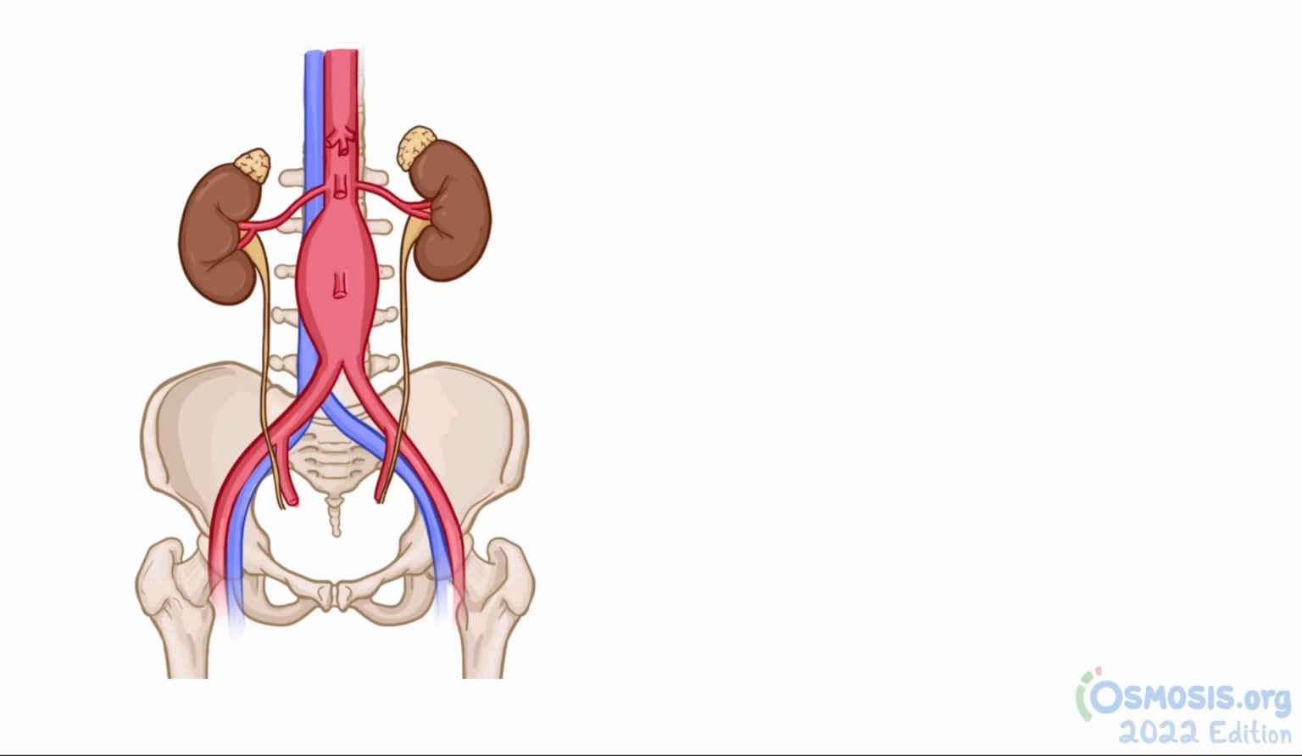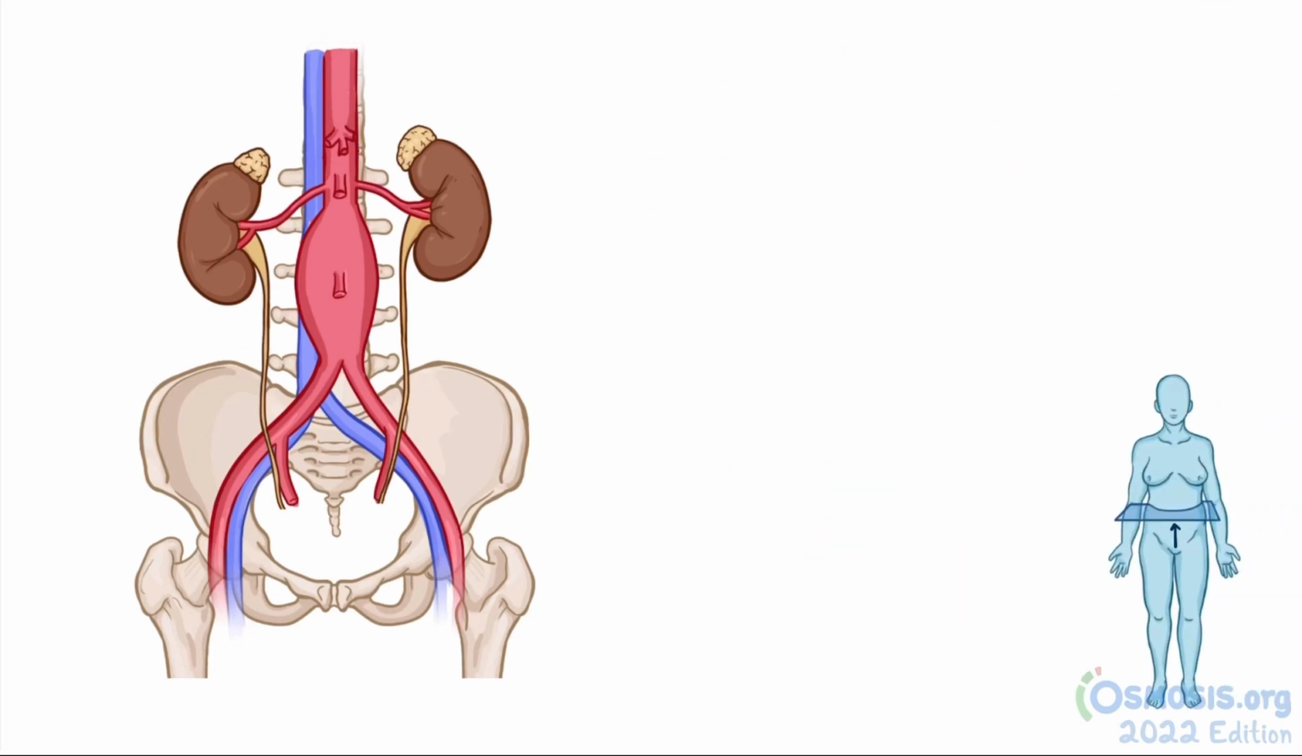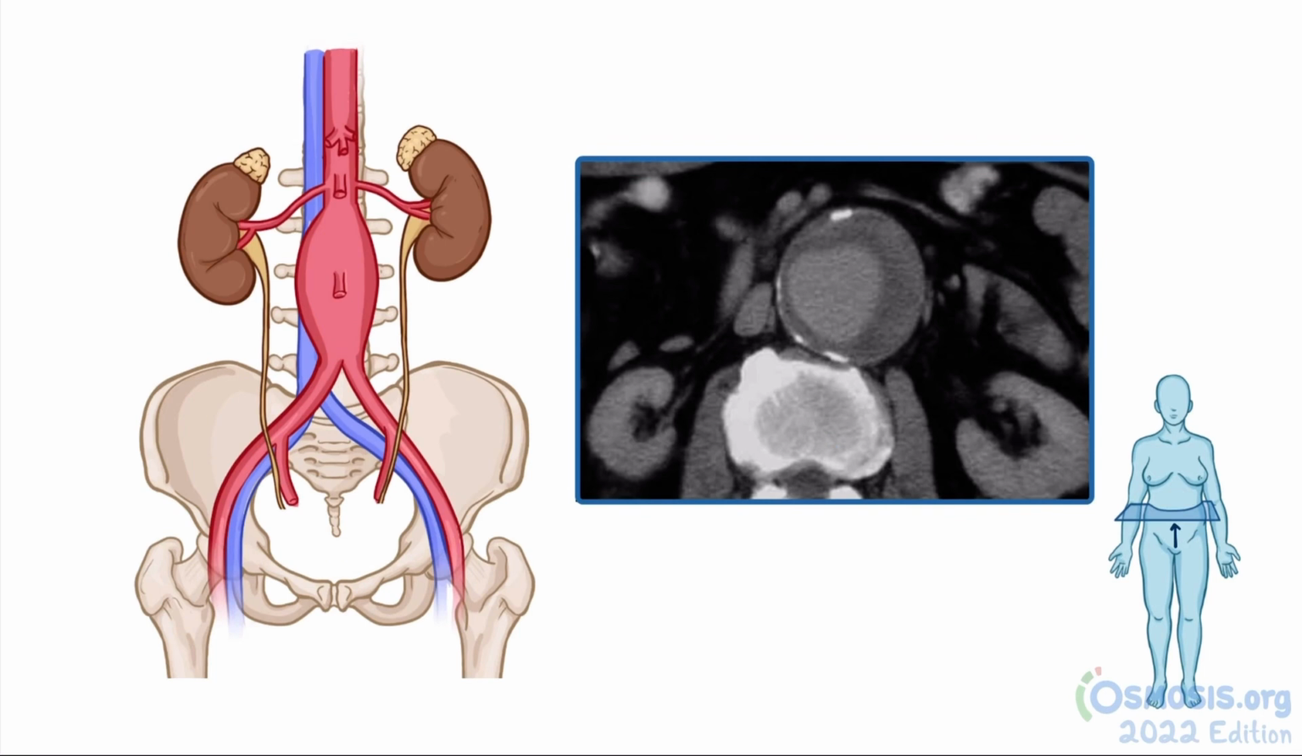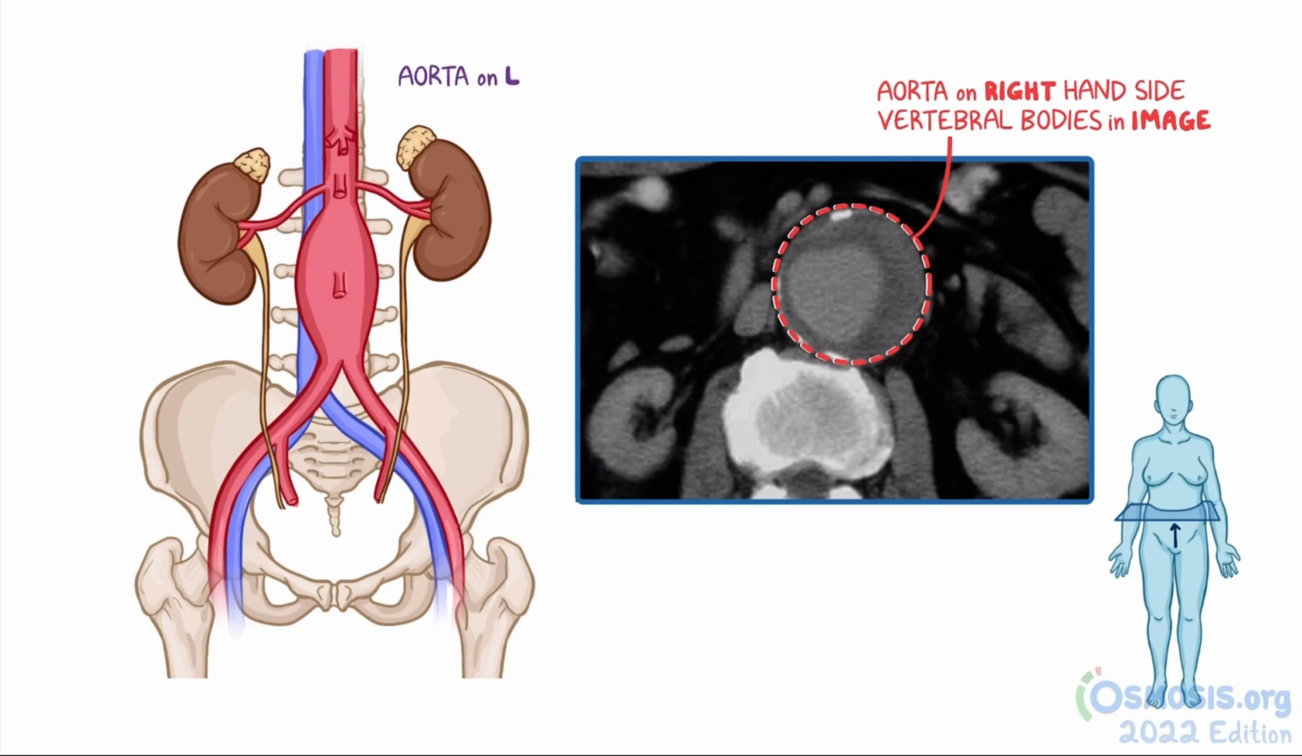Okay, let's take a look at this coronal section of a computed tomography scan. Can you see the balloon-shaped structure in front of the vertebral body? That's the dilated abdominal aorta. In a CT or MRI cross-sectional scan, the aorta is found on the right-hand side of the vertebral bodies in the image, which actually corresponds to the aorta being on the left-hand side of the vertebral bodies in the individual being scanned.